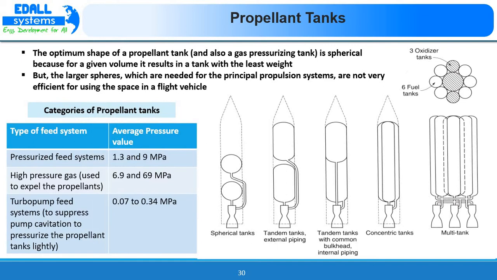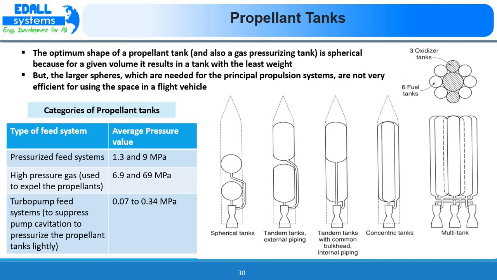Some of the categories of using these propellant tanks, based on the feed systems which we are using today, are presented here. For pressurized feed systems, the average pressure values range from 1.3 to 9 MPa. For high pressure gas, which is used to expel the propellants, the pressure value ranges from 6.9 to 69 MPa. While for the turbopump feed systems, which are used to suppress the pump cavitation such that they pressurize the propellant tanks lightly, the pressure used is very low, around 0.07 to 0.34 MPa.